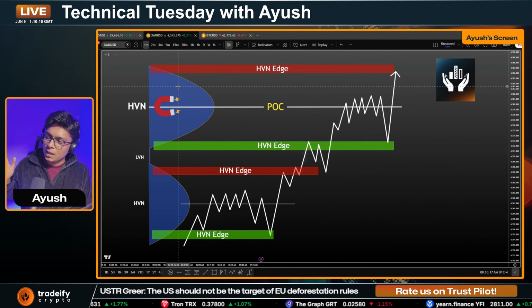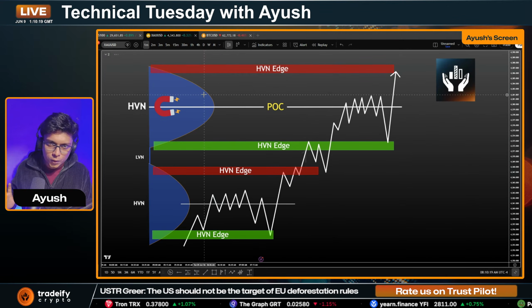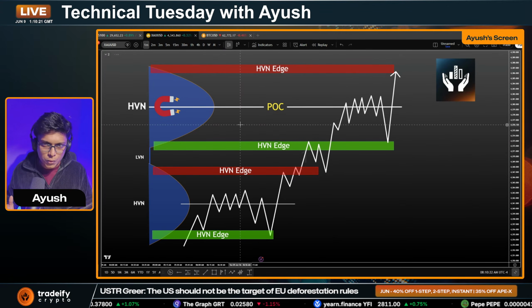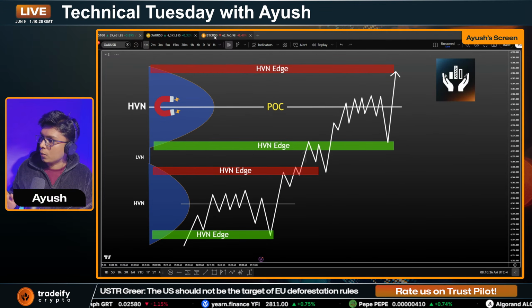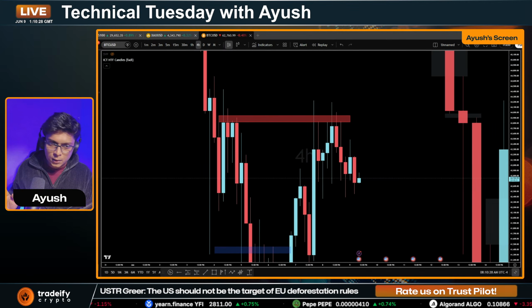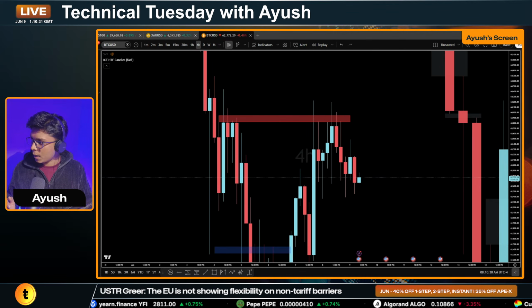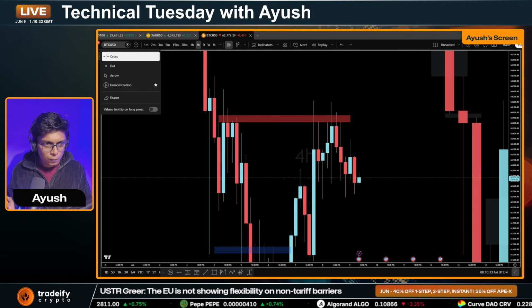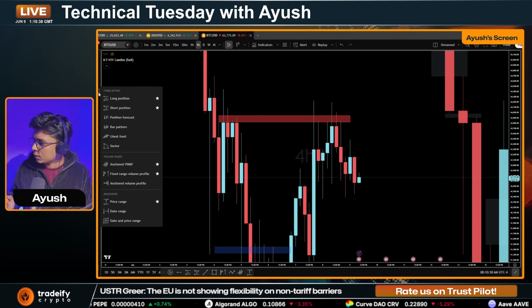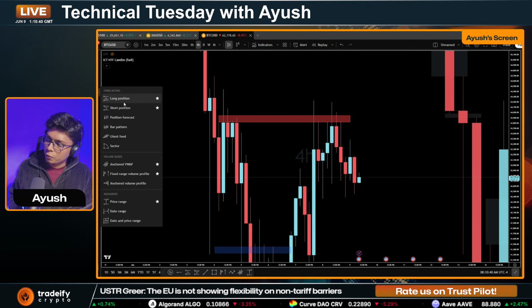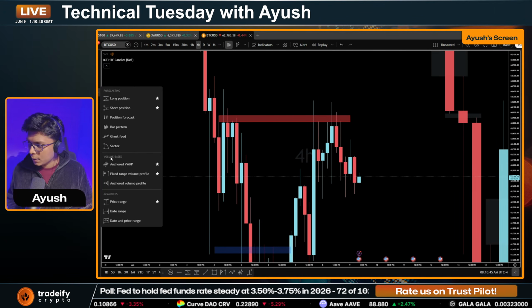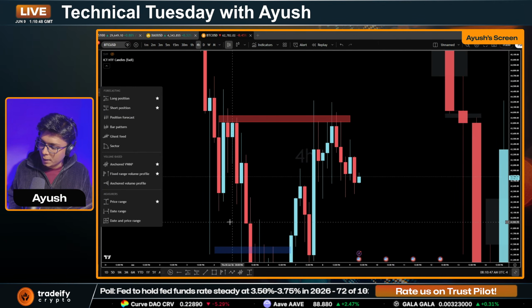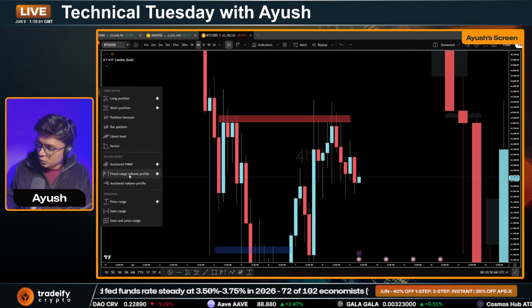So this is the high volume node, and if you don't know where this tool is available on TradingView, I'll show you. And let's go back to Bitcoin. You can see this toolbar on the left, and we have this section where you will have the long and short position tool. On the bottom you can go into volume based and click on favorite. It will be added in your toolbar, which is fixed range volume profile.